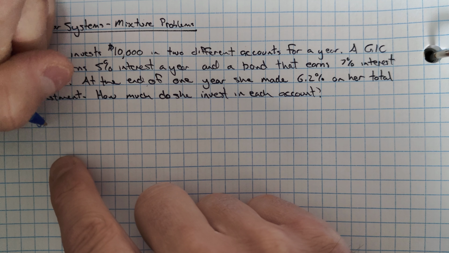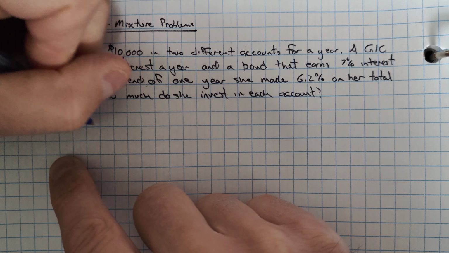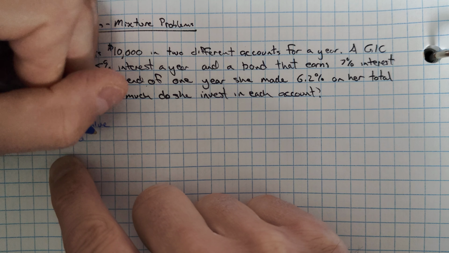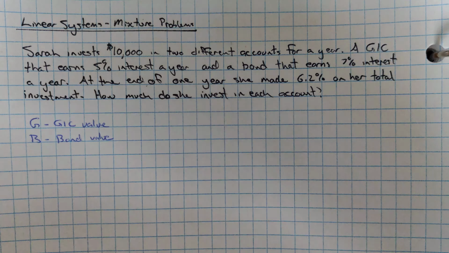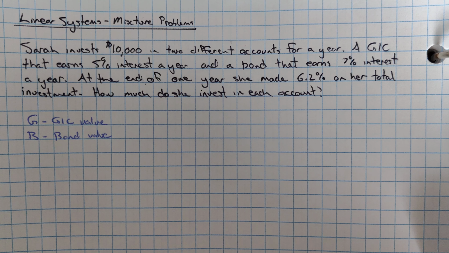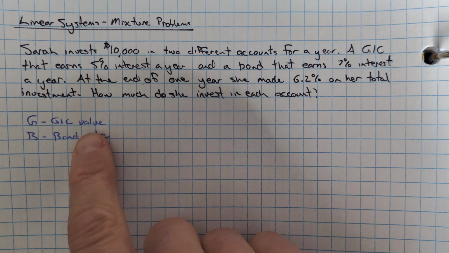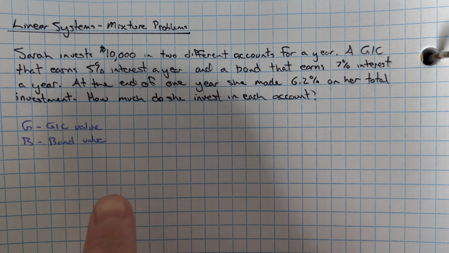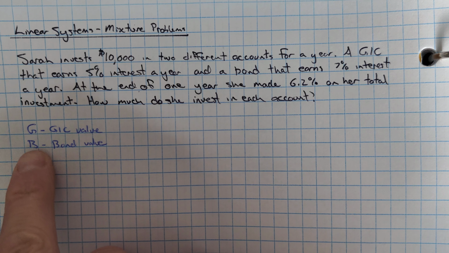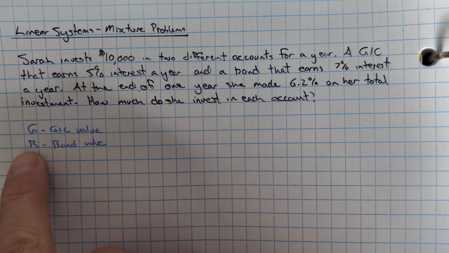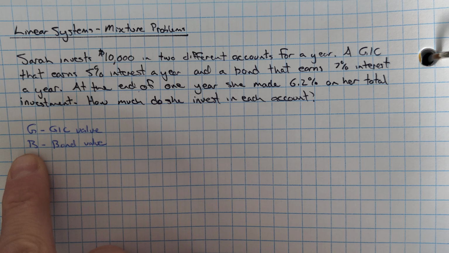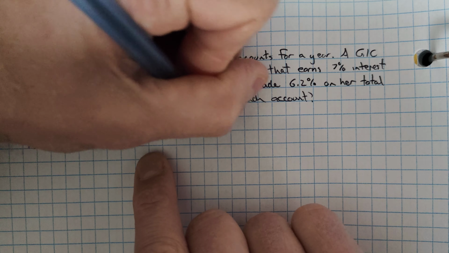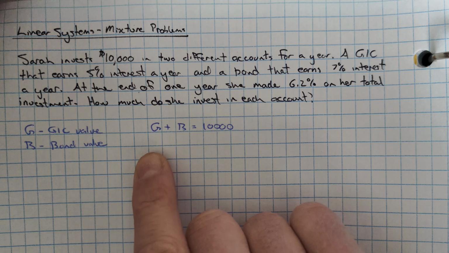So we'll have two variables here, G for the GIC value and B for the bond value. And GICs and bonds are just a type of investment that you can use when you're trying to make money. They'll pay at a certain percentage rate. If we take a look now at combining these, the total value of the GIC and bond that she invested in is $10,000. So the total value of the G plus the B is $10,000.